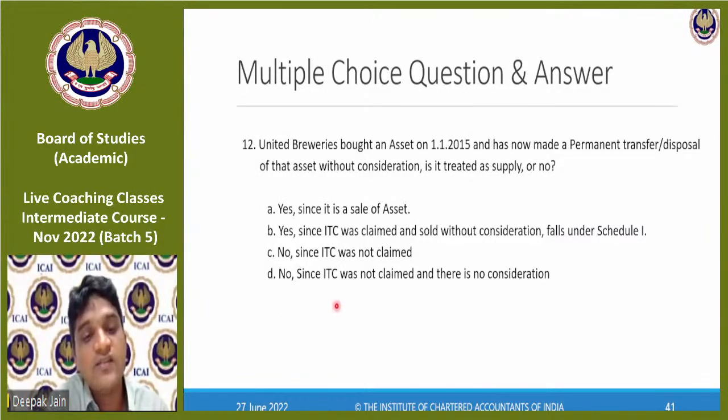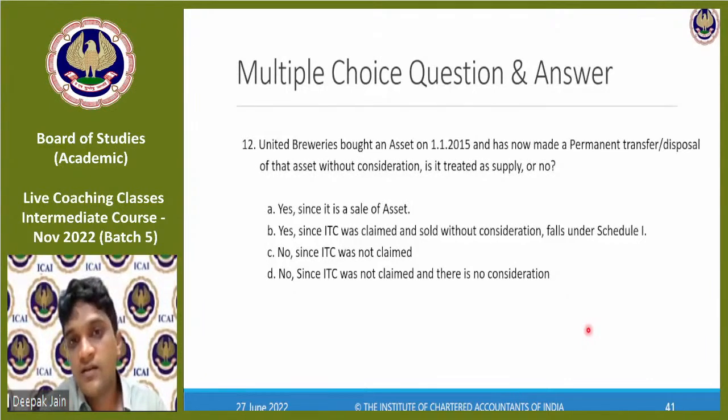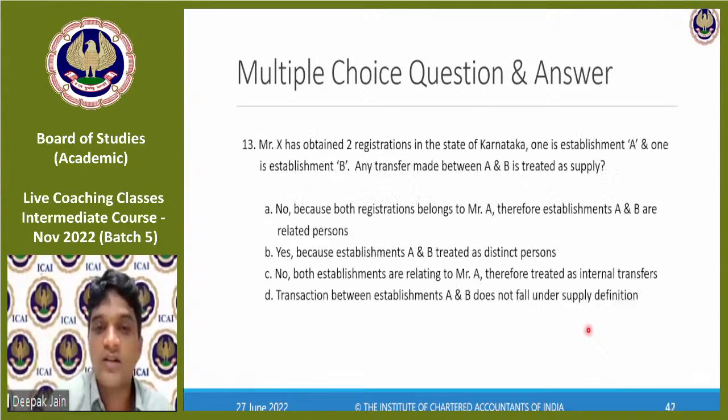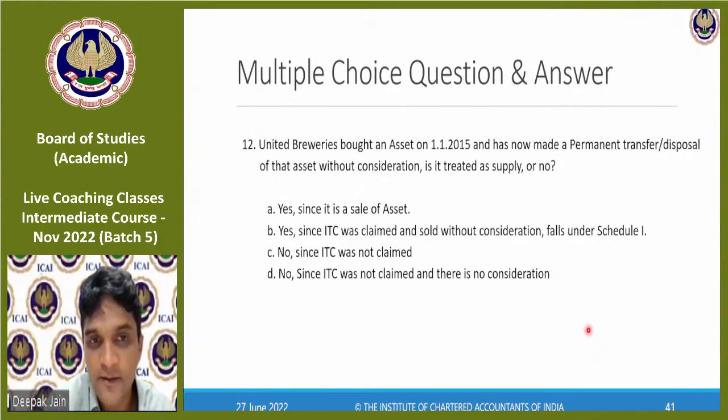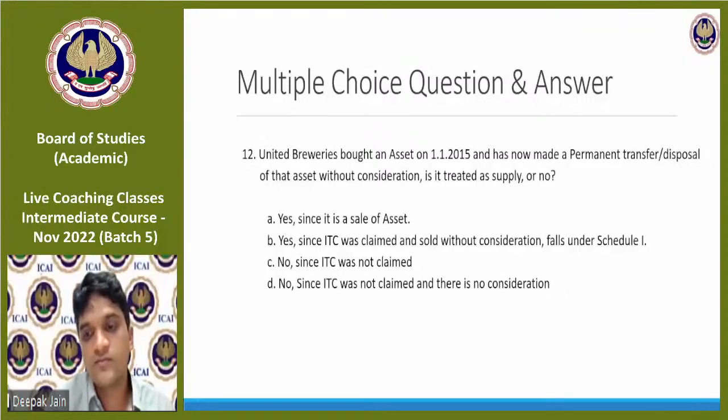So since ITC was not claimed, because ITC was not claimable at that time, and there is no consideration, it is not a supply. Okay, so only if he claims the credit, then it is liable as supply. But in this case, he has not claimed the credit. It is not treated as a supply because he has not claimed the credit. Clear? So answer for 12 is D.